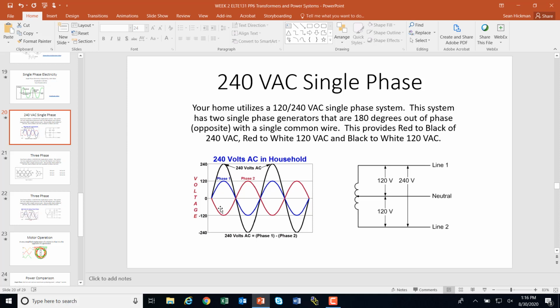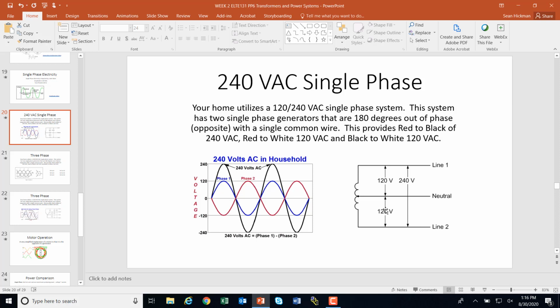But now we have a red wire that's opposite of this. So when this one's hitting plus 120, this one's hitting minus 120. And so if I wanted 120 on another outlet, I could run it from the white wire to the red wire. So from the white neutral here to line 2, which would be red, I could get 120.